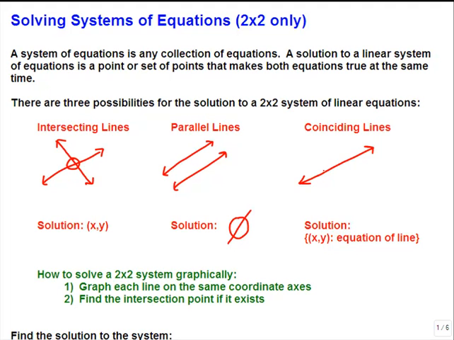The third possibility is a little bit more rare, and this would be the case of coinciding lines. You might have two equations that look totally different, but when you go and graph them, they end up giving you the same exact line.